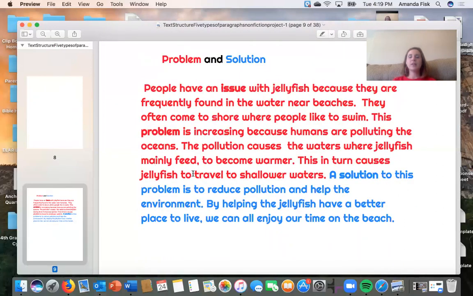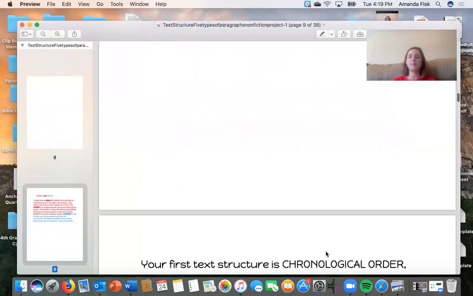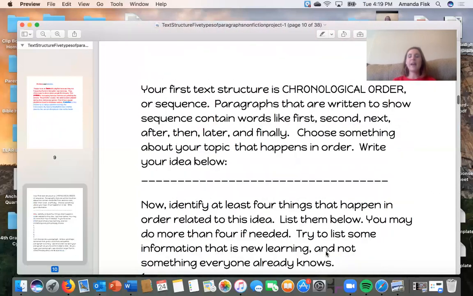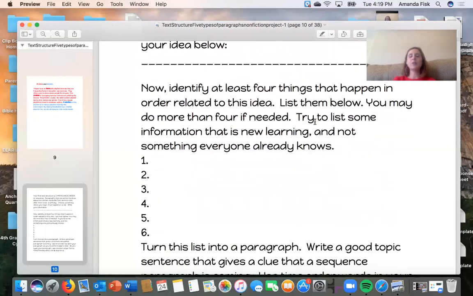Here's another example of problem and solution. Issue is another word for problem, and then solution is telling you how they're going to fix the problem. What I love is how guided this is. So it tells you, chronological order is when something is written in order. And they use words like first, second, next, after, then, later, and finally. And then it tells you, okay, brainstorm some things that happen in order for your particular idea. Again, if you do an organism, you could do the life cycle. Or maybe if you did a particular battle in history, you could do the events in that battle that happened in order.